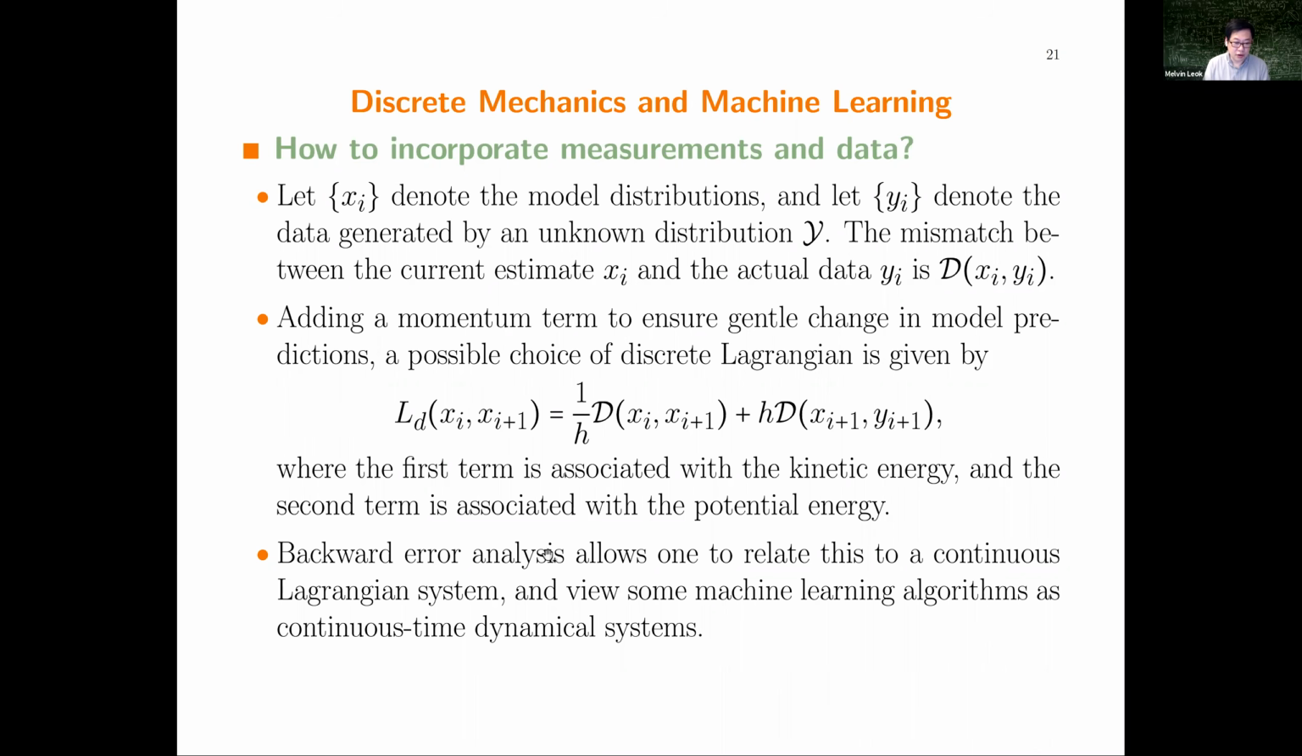And then there's what is called backward error analysis, which allows you to relate this discrete time algorithm with a continuous time system. So you can either view certain classes of learning algorithms as continuous time dynamical systems, or you could stay in this discrete time framework and think of the learning as in discrete time, and then the mechanics can be viewed as being in discrete time through what we had talked about in terms of discrete mechanics. So in either case, there is a consistent framework where you can think of both systems, both the information dynamics as well as the mechanical dynamics, on equal footing.